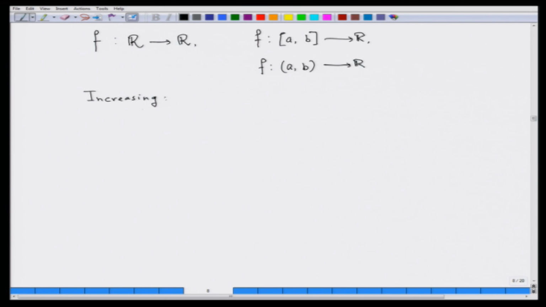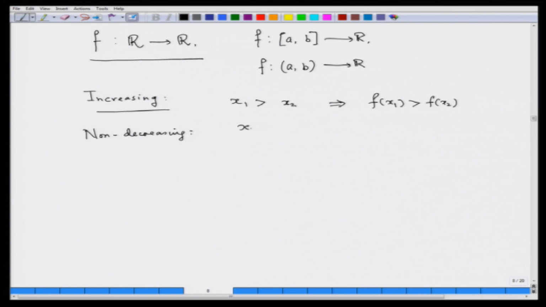So, what sort of function is called increasing? If I take a function from real numbers to real numbers, R to R, and I take x1 bigger than x2, whenever this happens, if I have f of x1 strictly bigger than f of x2, I say that the function is increasing. There is also a concept called non-decreasing. It says that if x1 is strictly bigger than x2, the function value at x1 can be strictly bigger than f of x2, like this one, or can remain the same.